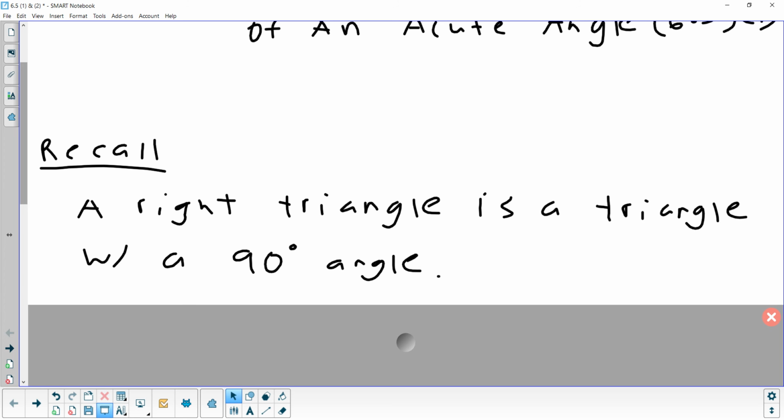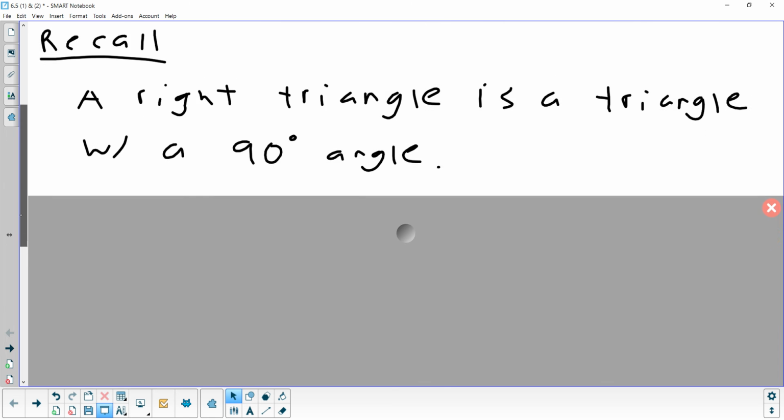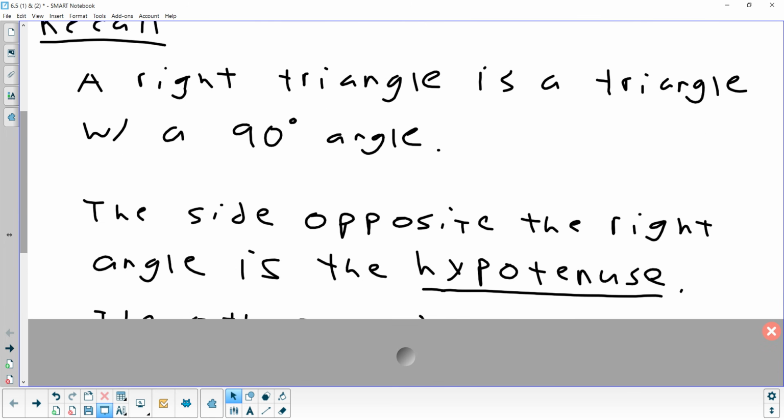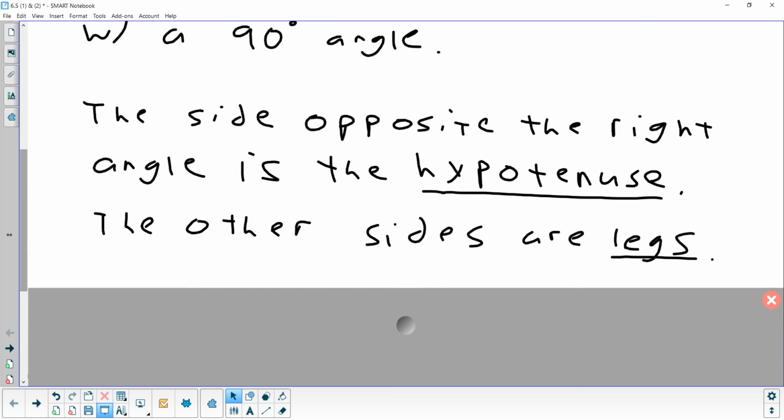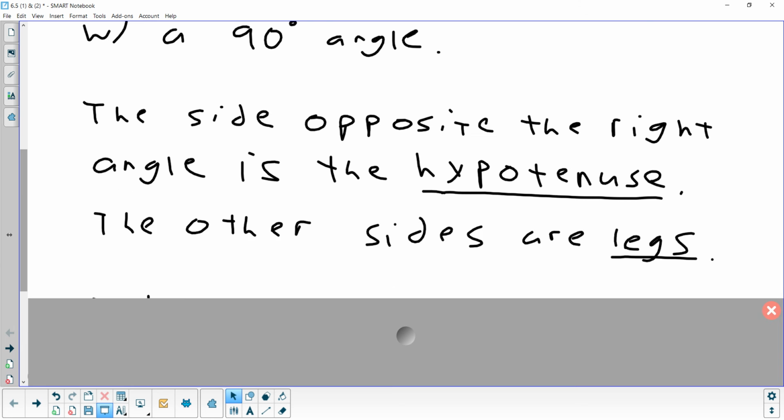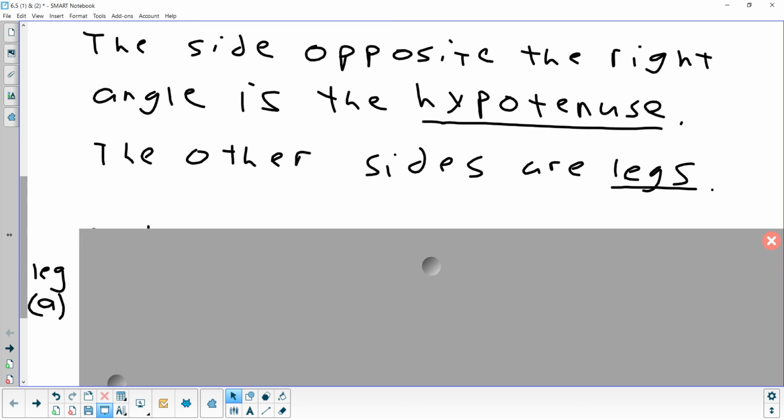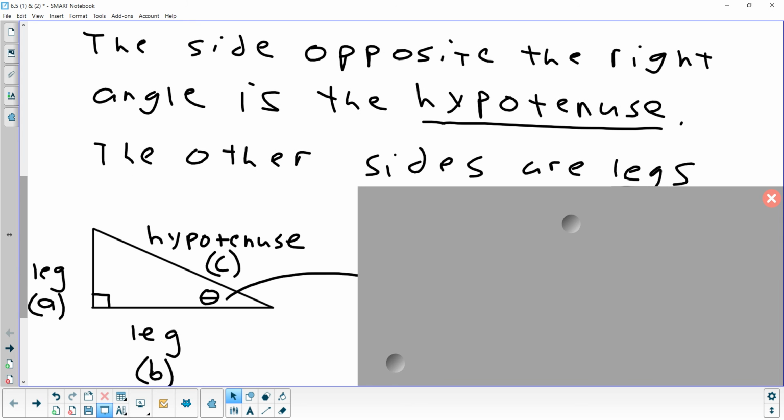And what about the two shorter sides? Anyone remember what you call those? Yep. Legs. The legs. Good. So the side opposite the right angle is the hypotenuse. We just said that. The other two sides are the legs. And here's a sketch of everything we just said.